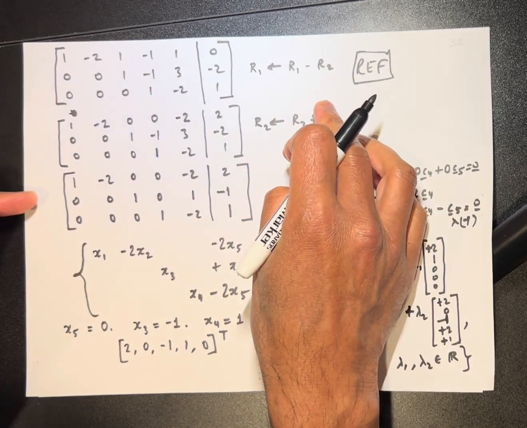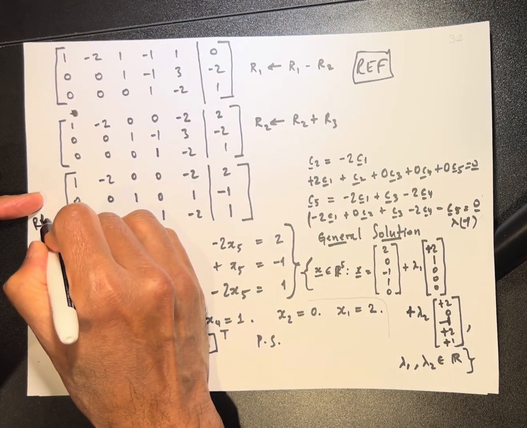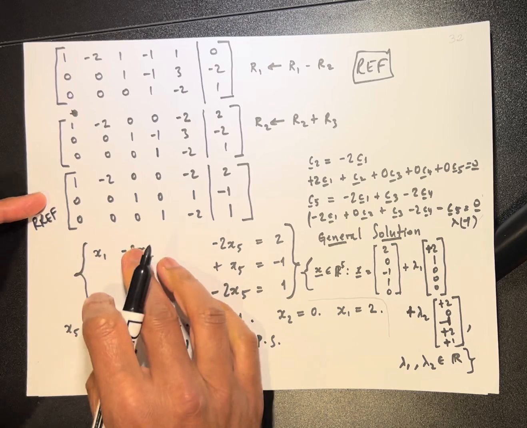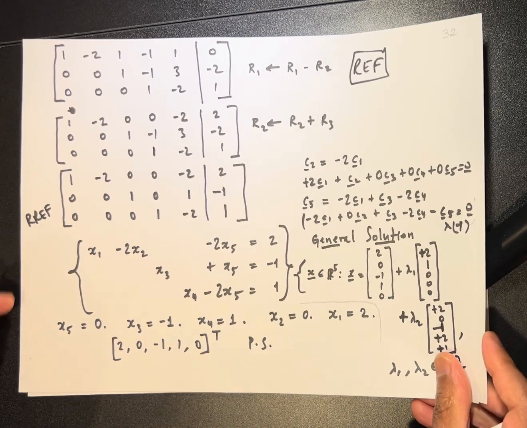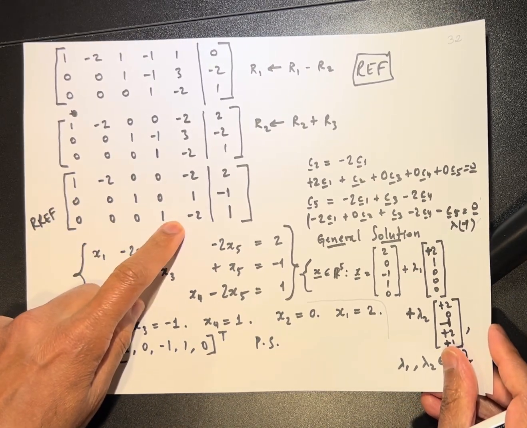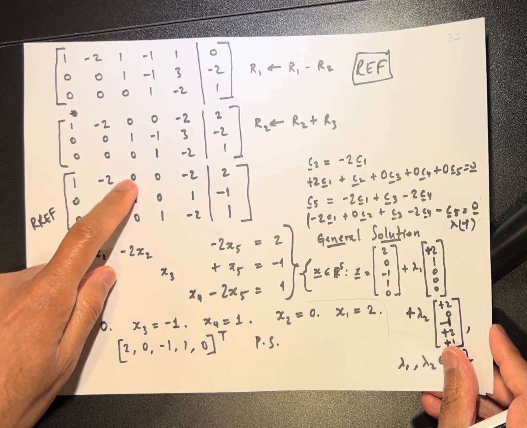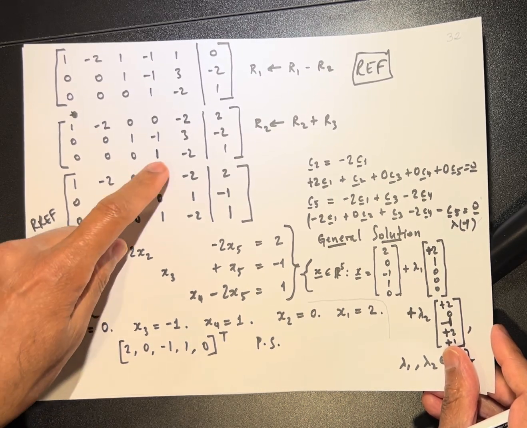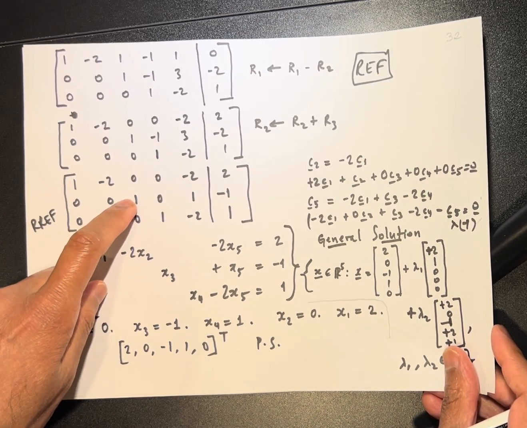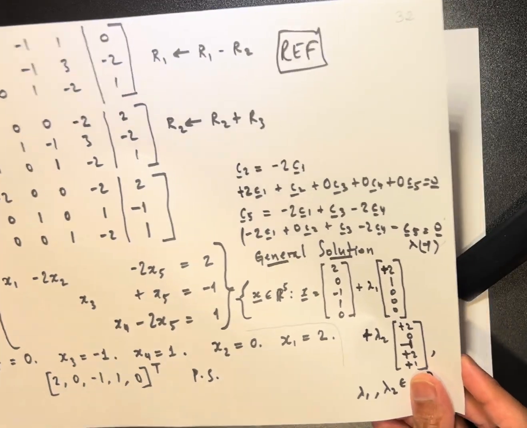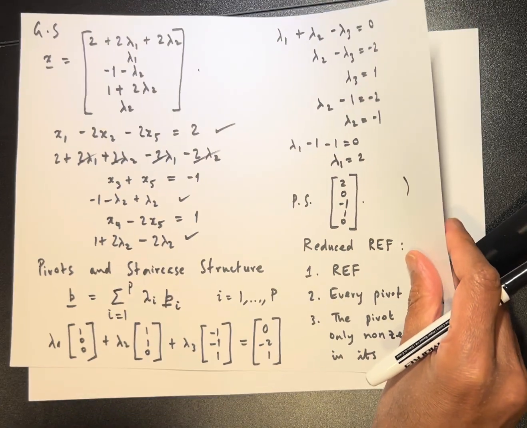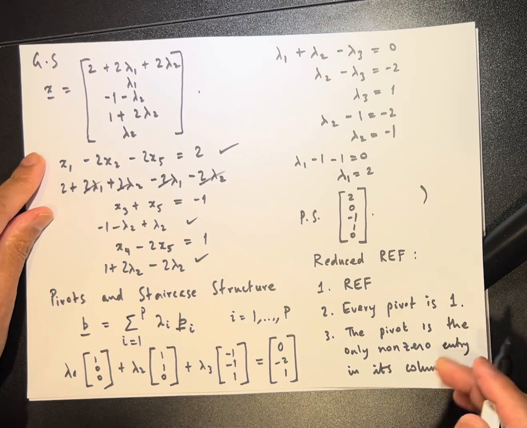This is the REF. This is the reduced REF. Okay, so hope that's clear, because the pivots are all 1, and no other entry in the pivot columns is non-zero; the pivot is the only non-zero entry, and it is 1. Okay, so that's what this reduced row echelon form is.